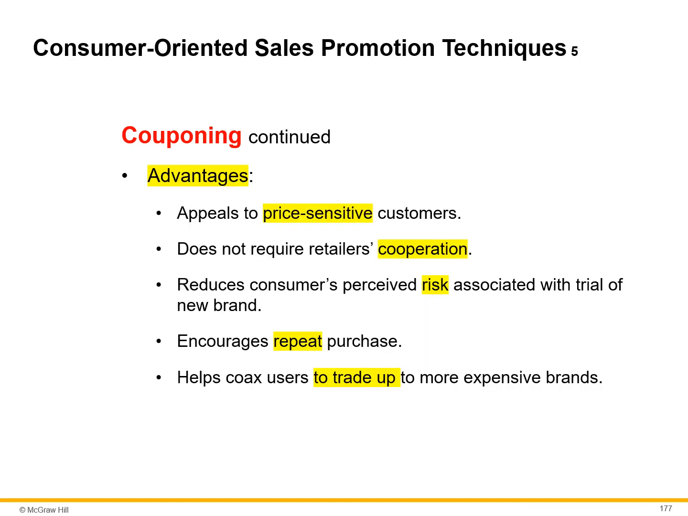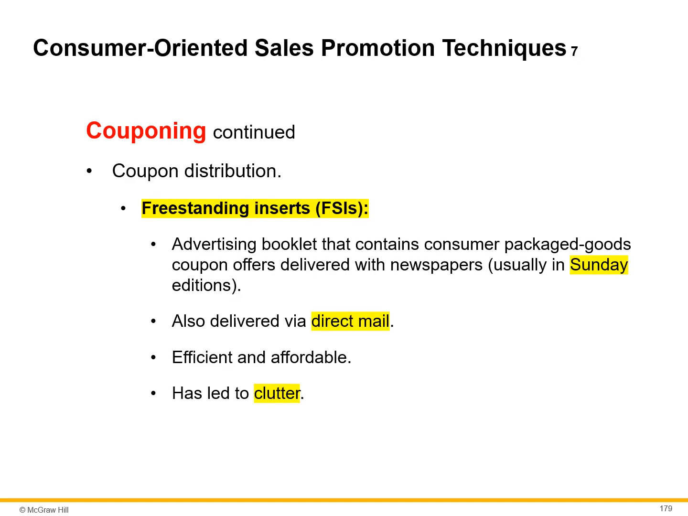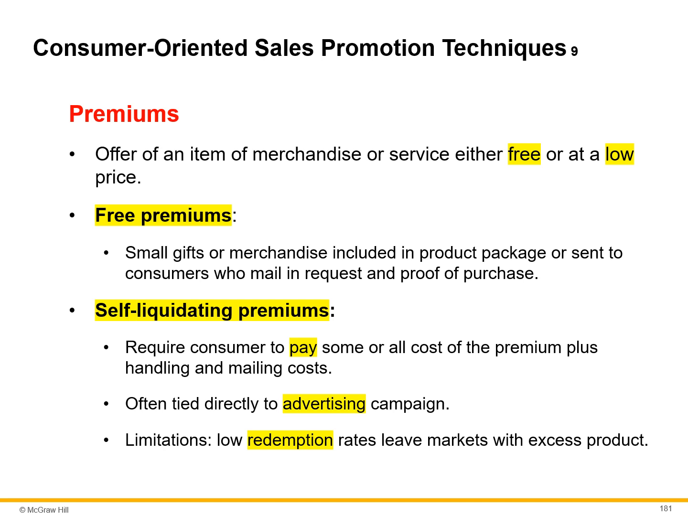Okay, coupon. Advantage of couponing. Limitations of couponing. Make sure that there is misredemption. There could be a low redemption rate that leads to a higher cost to you. And freestanding inserts, FSI. Okay, what's FSI? You should know FSI. Most coupons are distributed through freestanding inserts in Sunday papers. The trend, now you can see that.